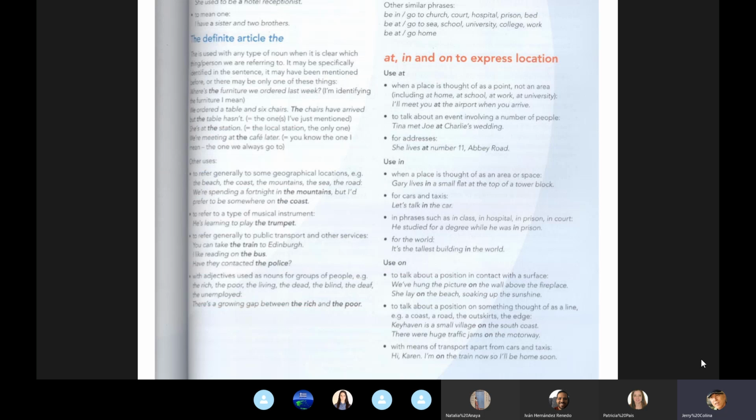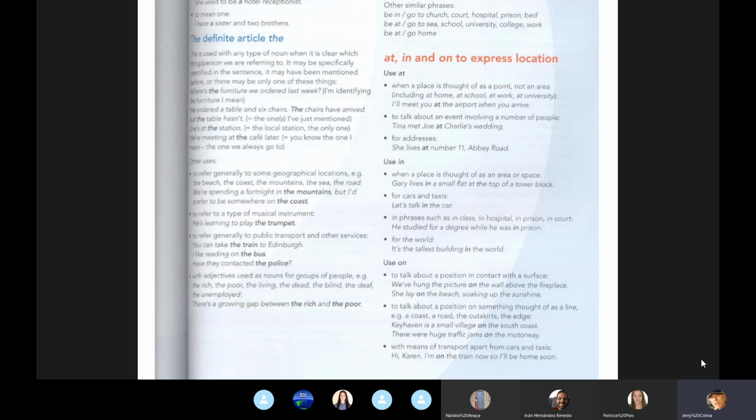We use in when a place is thought of as an area, the normal thing, or space, the normal thing. Gary lives in a small flat at the top of a tower block. See that? He lives in a small flat. We are thinking of the flat, the space, the 2 bedrooms, a shower, etc. That is, we use in for normal things.